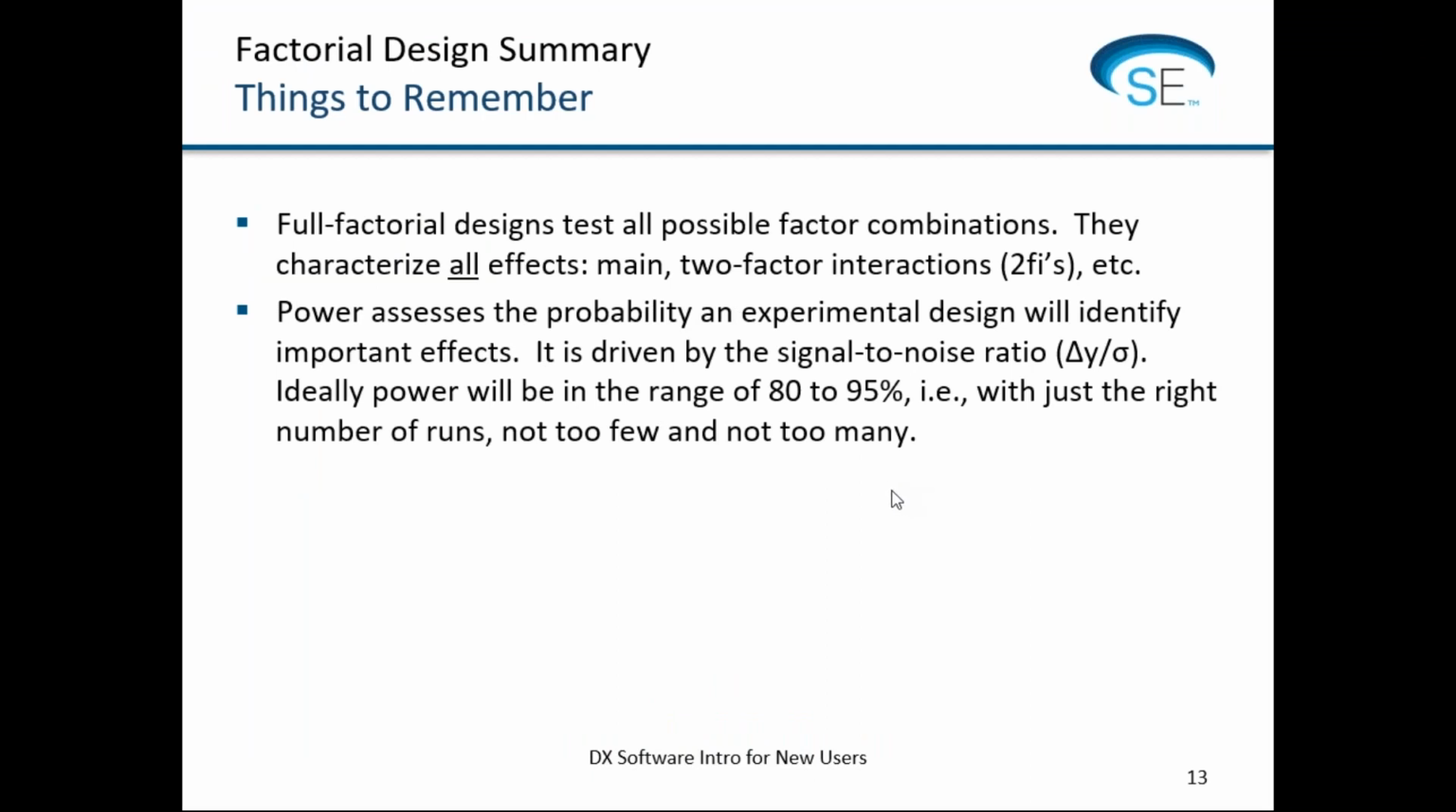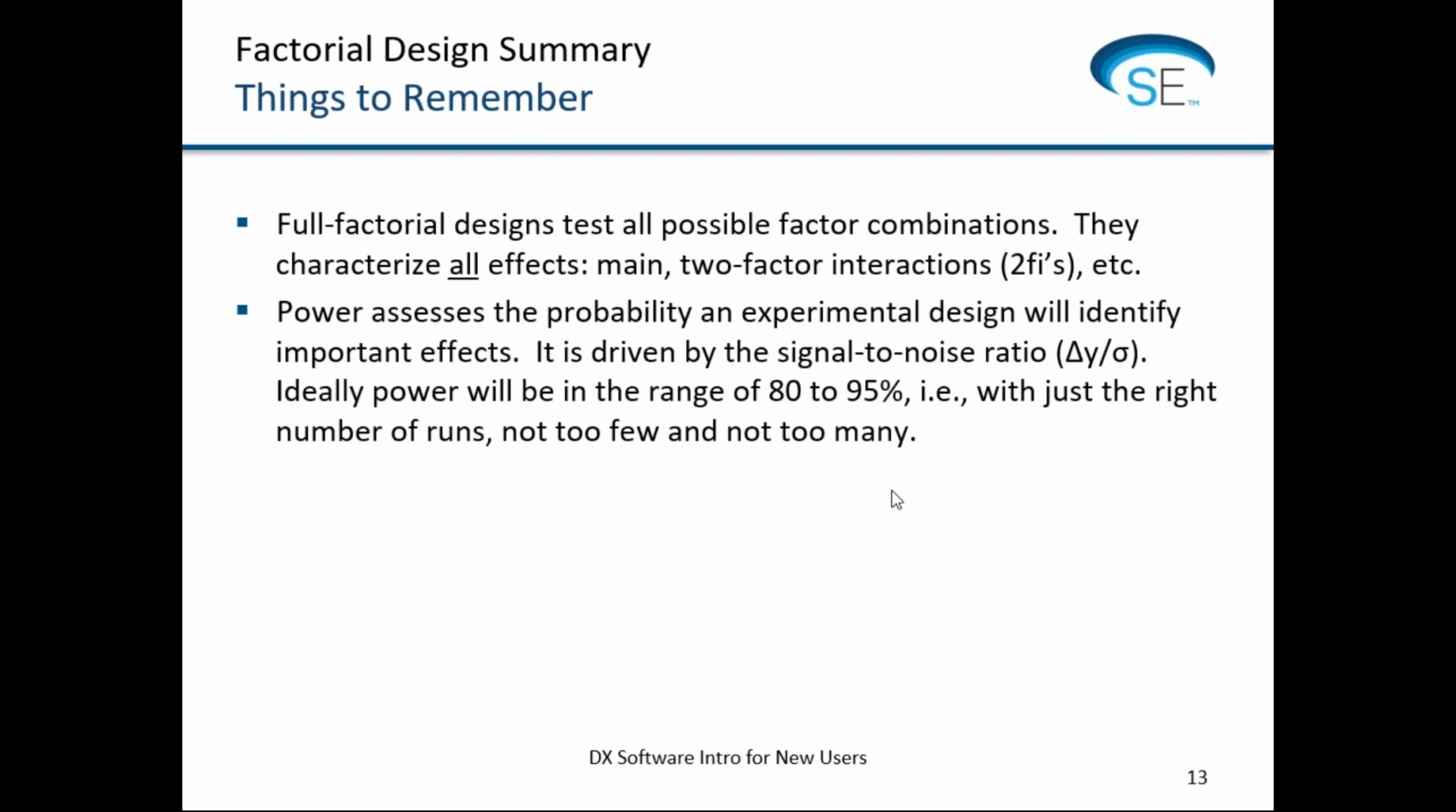So in summary, here are things to remember from this factorial design. Full factorials test all possible combinations of the factors. They characterize all effects and all of the interaction terms. So not only two-factor interaction terms, but if I have 5 factors, it'll go through 3-factor interactions, 4 and 5-factor interactions. By the way, those higher level interactions are highly unlikely, extremely rare. So oftentimes we satisfy ourselves by looking at main effects and only 2-factor interactions.